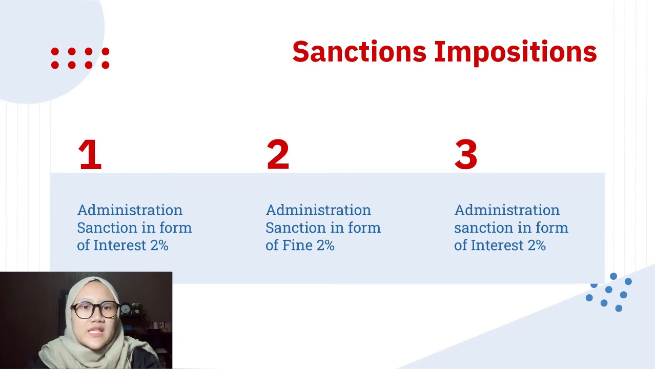The third one is administration sanction in the form of interest 2%. 2% is from the tax bill amount counted from the surat pengembalian kelebihan pajak that is published or issued until the surat tagihan pajak, for a pengusaha kena pajak who failed to make a production and had already been given the value added tax refund. Alright, I think that's all from me. We'll jump to the next material.